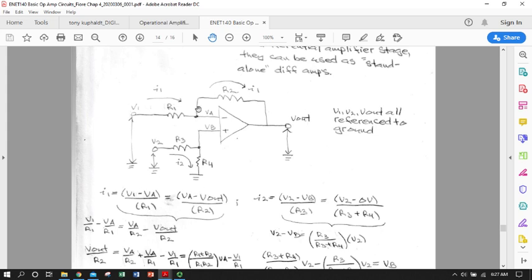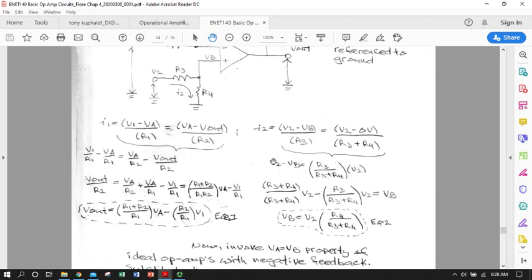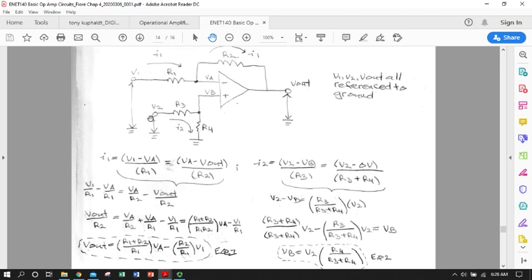So this is in series path. No current flows in here. So it goes from here through the feedback resistor into V out. So I can write a similar KVL expression for V2. I go up from ground to V2. I have I2 flowing over R3 and R4 back to ground.